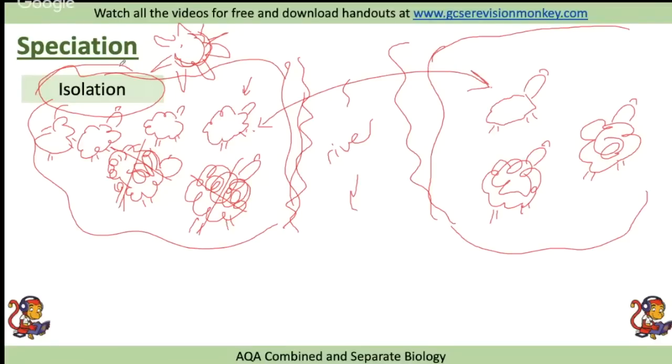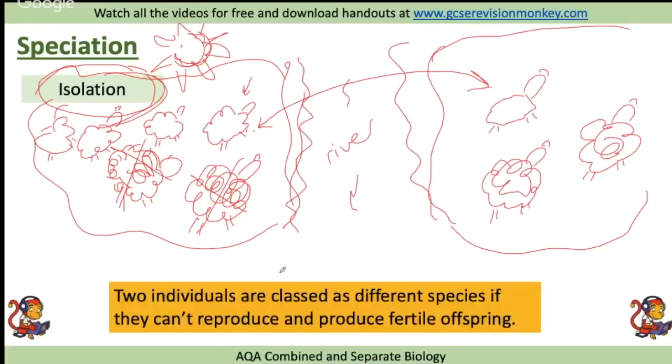So if they're talking about making a new species, talk about natural selection that we talked about previously, but add in the word isolation. And if you end up making a new species, by definition, two individuals are classed as different species if they can't reproduce and produce fertile offspring. That's a key definition for what makes a different species.